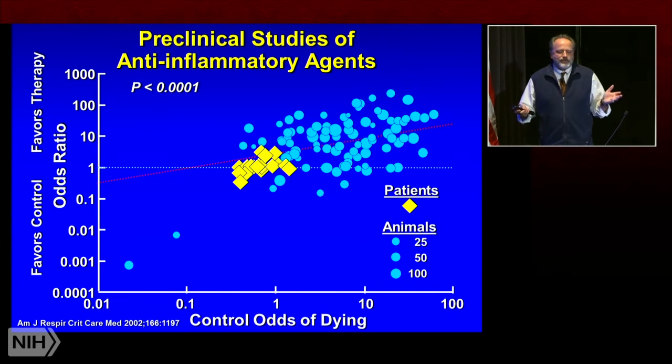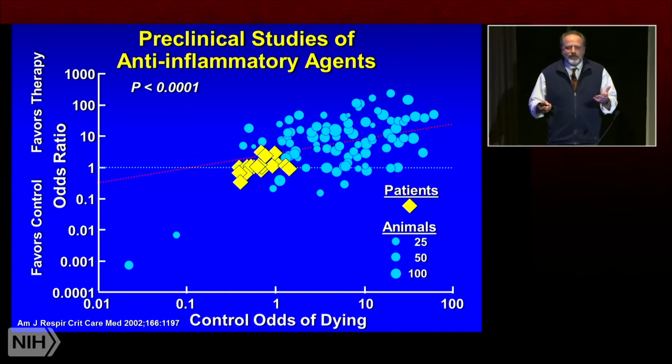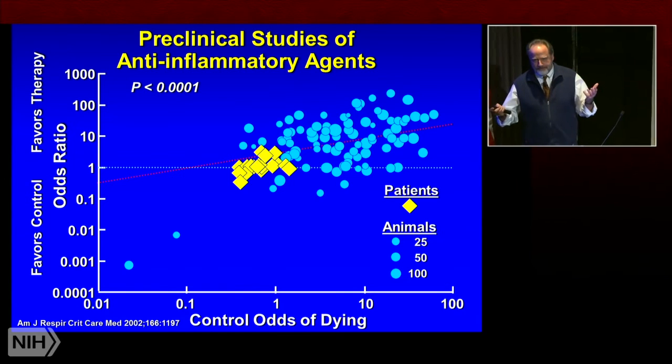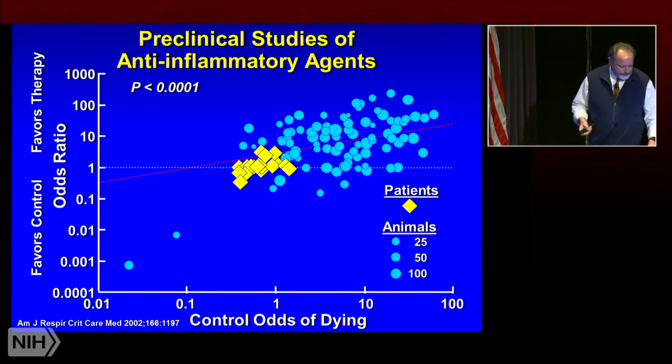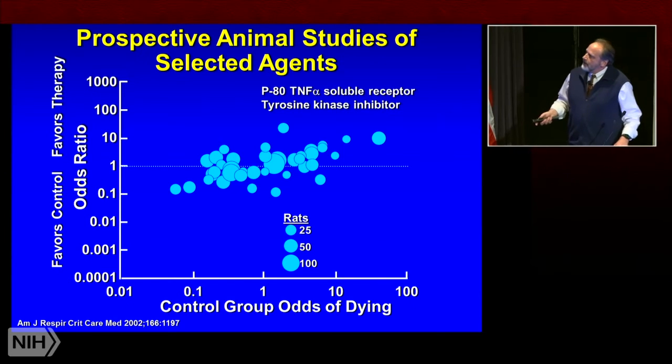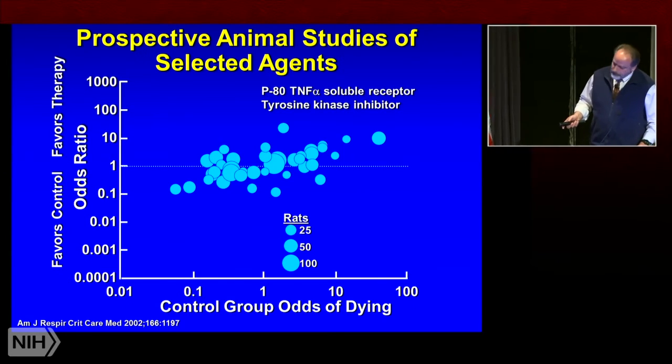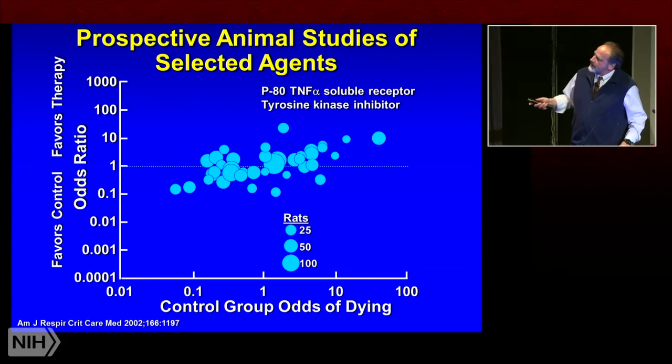So what we did was we took animal models and we gave them different doses of different types of bacteria and toxins to produce different mortality rates, to test if our hypothesis prospectively, at least in animal models, was true. And as you see here, we had different size studies. Again, this is the no effect line, benefit, harm, the control odds of dying.